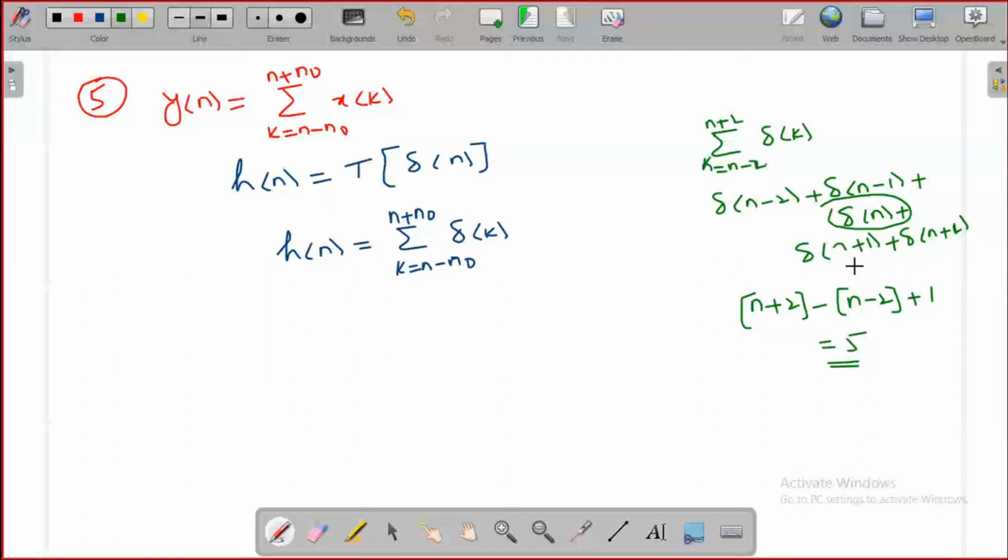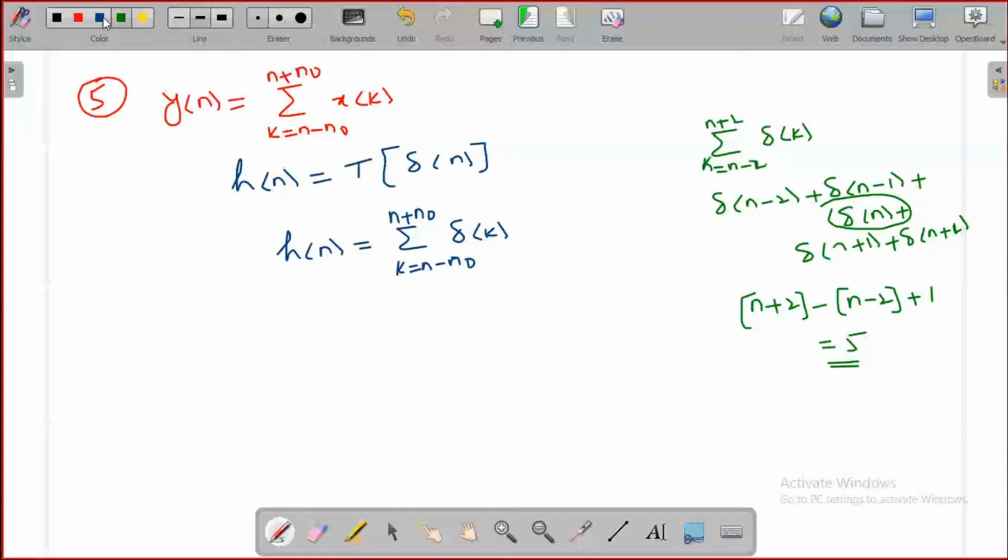Now for these 5 samples, the impulse signal is 1. When you are adding the impulse signal for 5 samples, what is the result? 1 plus 1 plus 1 plus 1 plus 1, simply the result is 5. See how many samples we have, that you need to first evaluate. So when you are adding all the samples, the result is simply the number of samples. Why? Because all the samples have a magnitude of 1 only.